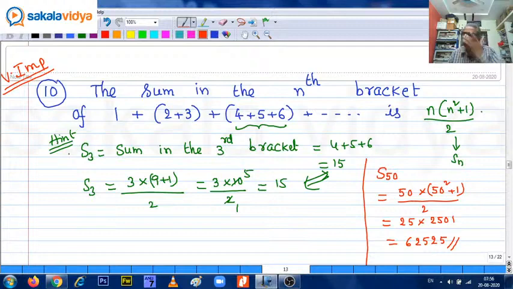Okay, I give one question now. You try to find out. 2501 into 25. What is the answer? Anybody? What is the answer?